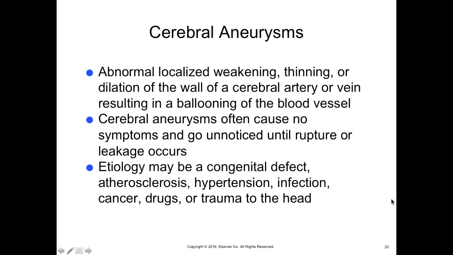Cerebral aneurysms. These are abnormal localized weakening, thinning, or dilation in the wall of the blood vessel. So what happens is because there's a weakness there and it's on the arterial side, it gets larger and thinner and thinner, resulting in a ballooning of the blood vessel. So cerebral aneurysms often cause no symptoms and go unnoticed until they rupture or leak. So the etiology can be either congenital, which means they're born with it. It could also be from atherosclerosis, hypertension, infection, cancer, drugs, or trauma to the head.